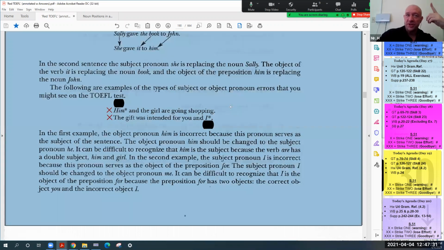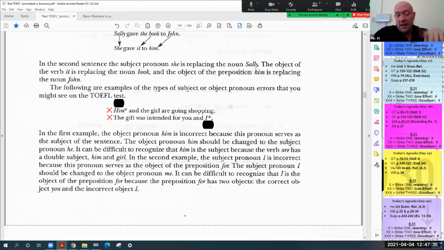Now, just a moment before you continue. I will say this: Him and the girl are going shopping. It is possible to hear a native speaker say this, okay? In spoken, informal language. But you lose marks in TOEFL if you use this order or this pronoun. Do you understand? You cannot choose this to be the correct answer. In spoken language, it happens. But if you do this in the TOEFL, you lose marks.